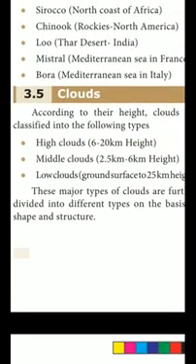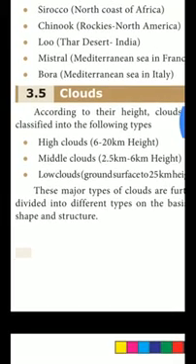Clouds are of three types. What are they? High clouds, middle clouds, low clouds. So according to their height, clouds are classified into three types. What are the three types of clouds? They are high cloud, middle clouds and low clouds. High cloud, it may be height from 6 to 20 kilometer height. Middle clouds, what do you know about this? It is about 2.5 kilometer to 6 kilometer height. Low cloud, ground surface to 25 kilometer height.